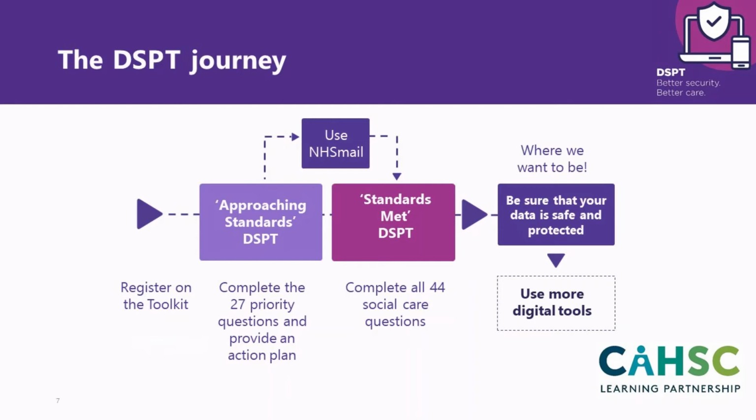So the DSPT journey, so what we want you to focus on today is registration. So if you're not registered for the toolkit, we want to help you take this first step. Once you're registered, there are 2 levels that you complete the toolkit to and publish at. So there's approaching standards, which is a bit of a stepping stone, and for this you need to complete the 27 mandatory questions and then provide an action plan to show how you're going to meet standards met in the future. Once you've published at approaching standards, you can then use NHS Mail. And then in the future, we hope to get you to standards met, and that's completing all 44 of the social care questions. And that's really where we want you to all be, making sure that your data is safe and protected and you're able to use more digital tools.